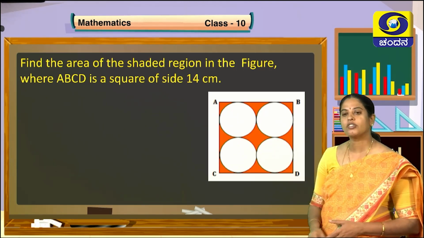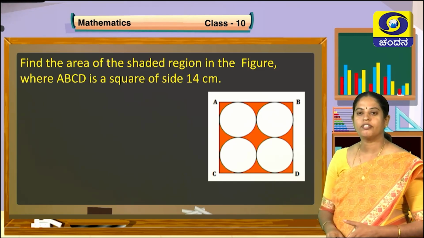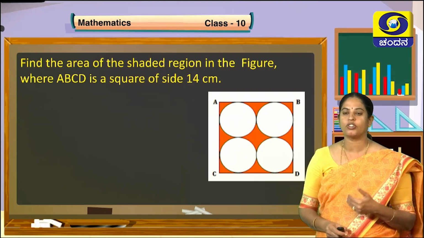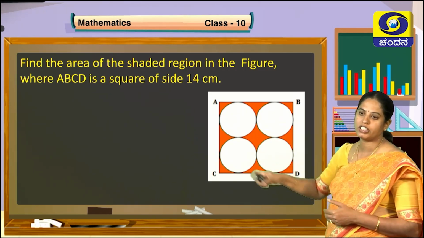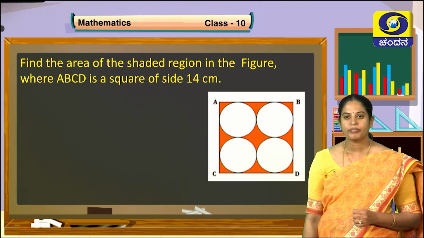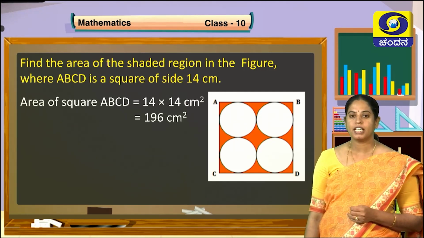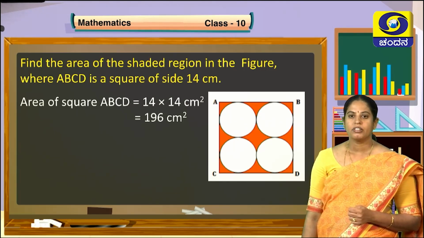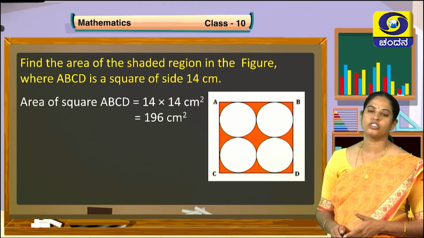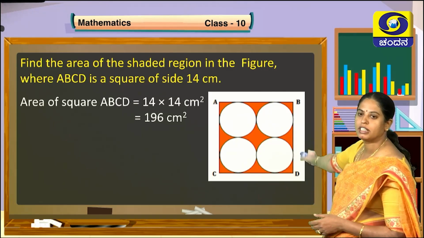Inside the square there are 4 congruent circles. So, if we remove the area of the circles from the square, you are going to get the area of the shaded region. I think you already guessed how to solve this one. So, let us solve. First, to find the area of the square ABCD, we multiply side by side. 14 into 14 centimeter gives 196 centimeter square, that is the area of ABCD.